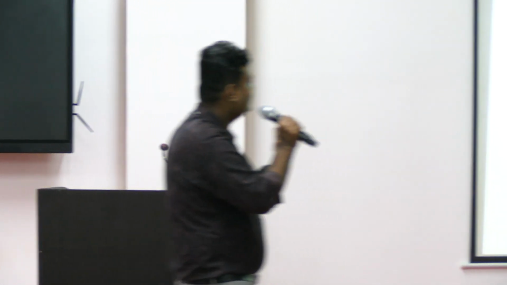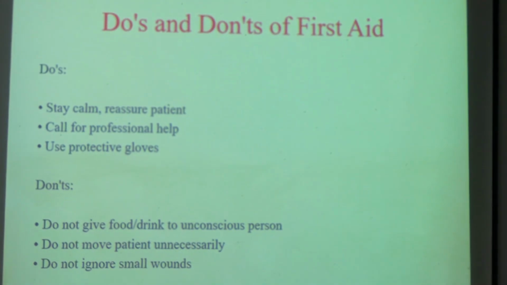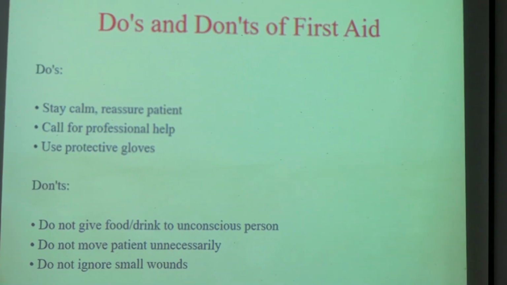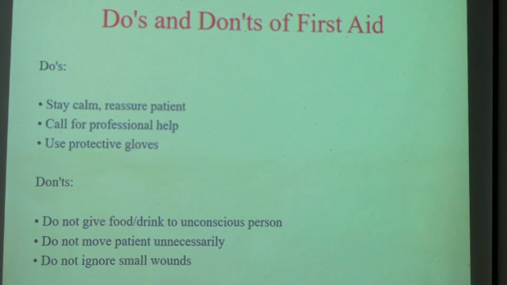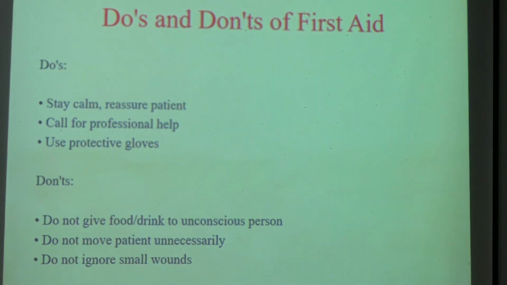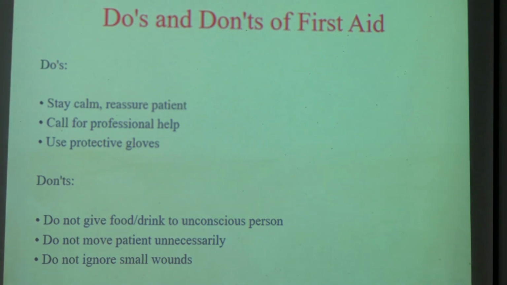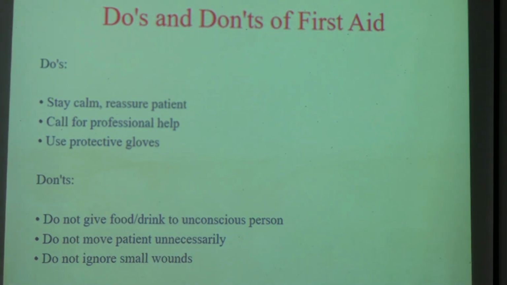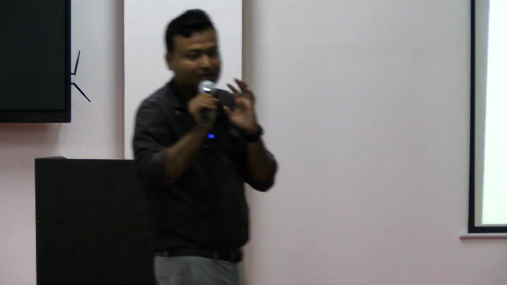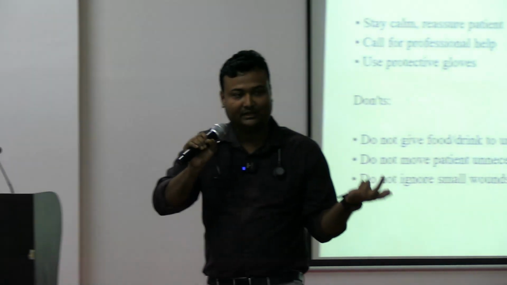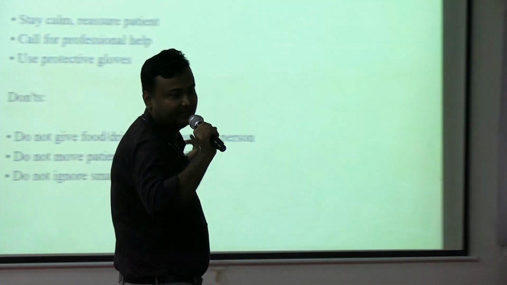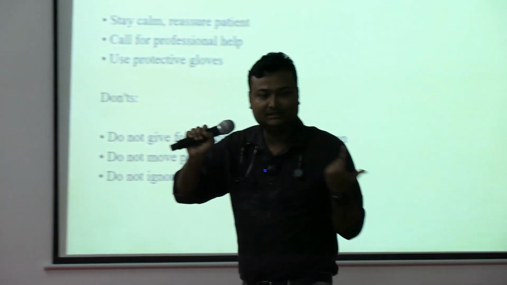Next, the do's and don'ts in first aid. Do's are: stay calm, reassure the patient, call for professional help, and use protective gloves. Don'ts are: do not give food or drink, do not move the patient unnecessarily, and do not ignore any small wound. Like I have explained, even a small wound can be very dangerous, as in a case of electrical burn. Not even electrical, any other injury, even an injury to the neck or head, a small injury can be very dangerous. So these are the things you have to remember.